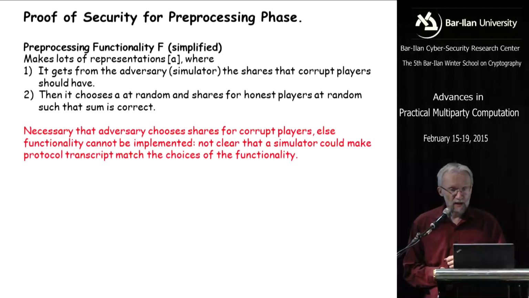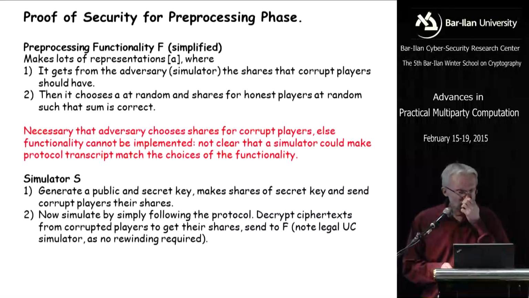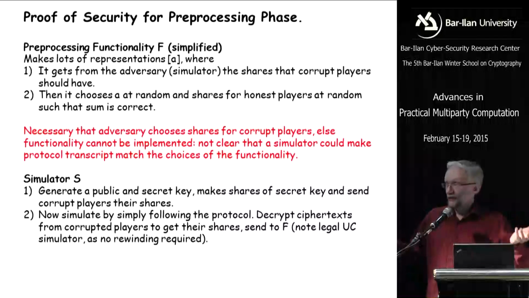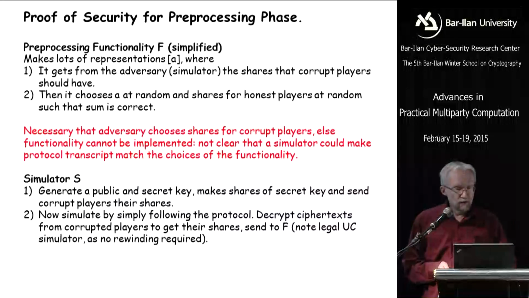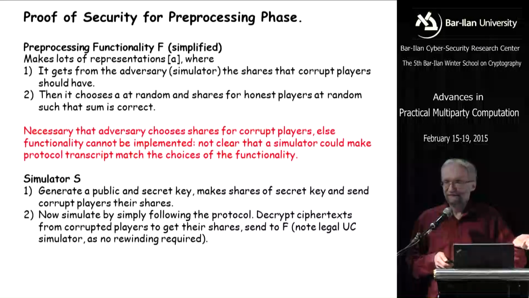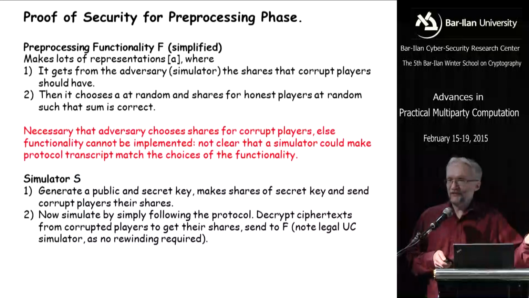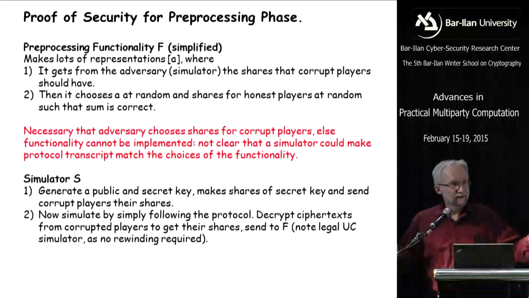Okay? Good. So the simulator, very roughly speaking, does the following. First of all, he does the setup. This is the same thing as before. We assume that this functionality is already there. It doesn't have any inputs anyway, so we just execute it. We generate a public and a secret key. We make shares in the secret key, and we send corrupt players their shares. This looks just like what you would have seen in real life. And now you simulate. You simply follow the protocol. It's not so hard here. There are no inputs; people just get outputs.